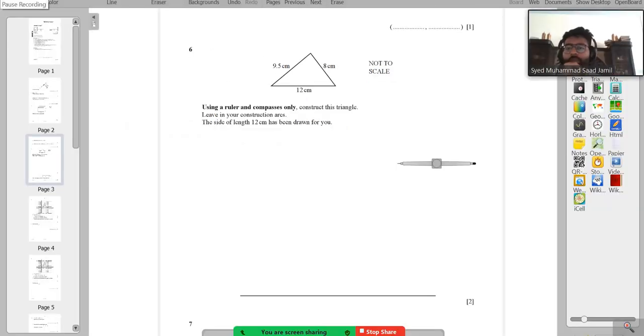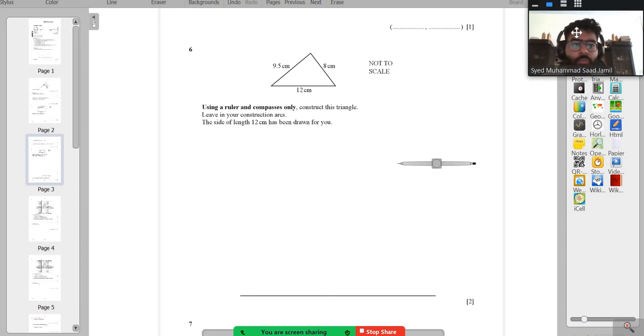In question 6, using a ruler and compass, only construct the triangle. Leave in your construction arcs. The side of length 12 centimeters has been drawn. So basically you have to draw this diagram in real size. One of the sides is 8 centimeters and the other is 9.5.